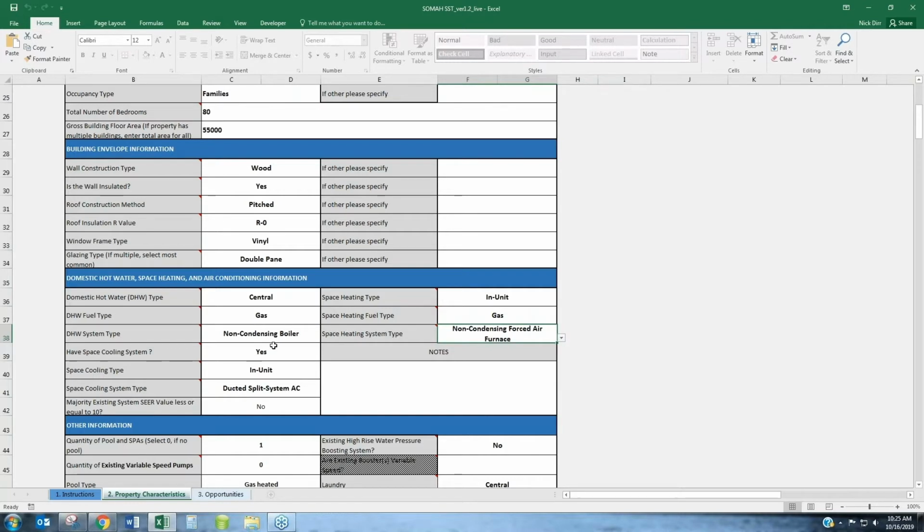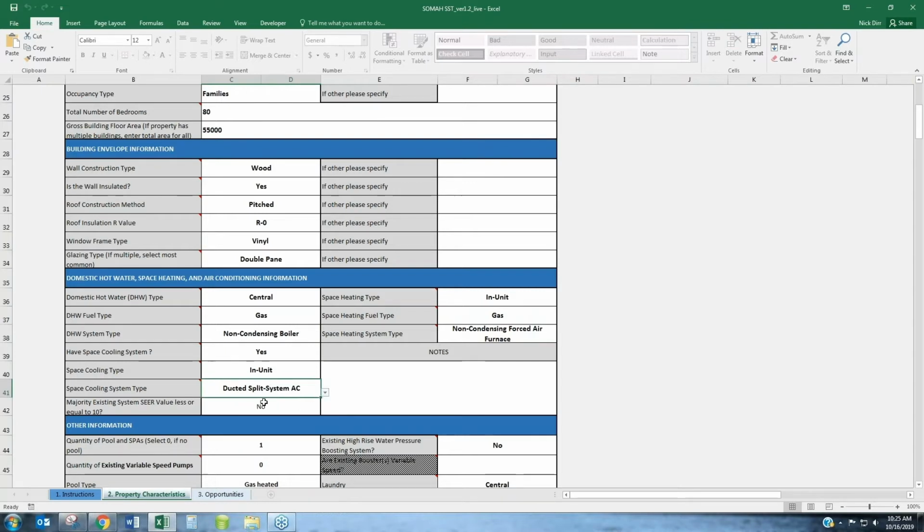And then air conditioning. So obviously all properties are going to have hot water and space heating, but not all properties have air conditioning. So the first question we'll ask is, is there an air conditioning system at the property? If the answer is no, then you no longer need to fill in additional information. If the answer is yes, then select whether it's in-unit or central air conditioning type.